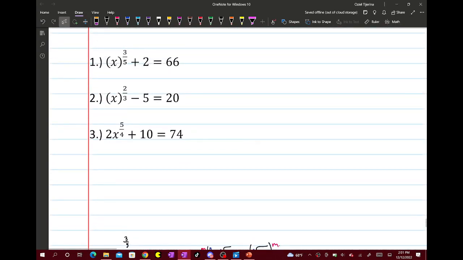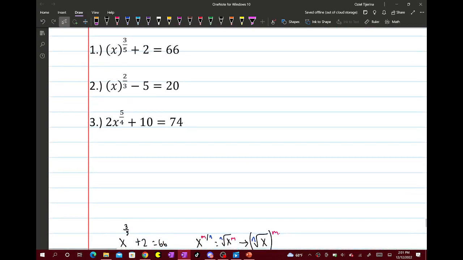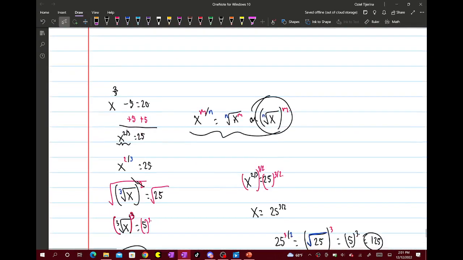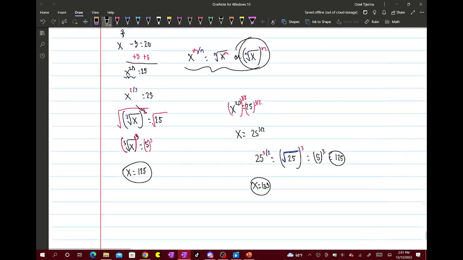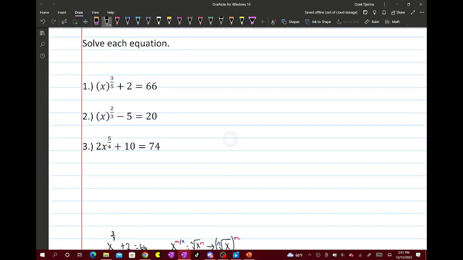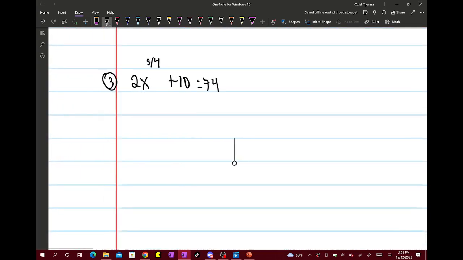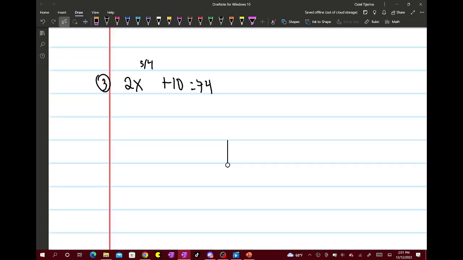Okay, and then the last one that we're going to do is 2x to the 5/4 plus 10 equals 74. So let's do this, 2x to the 5/4 plus 10 equals 74. I think that's what it says on there. Yeah. Okay. So, let's see. Minus 10, 2x to the 5/4 equals 64.